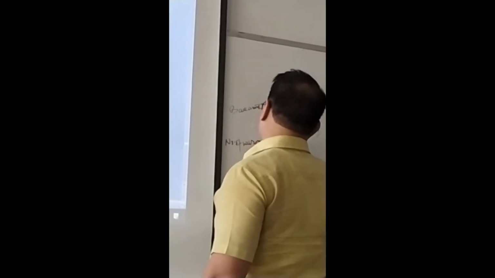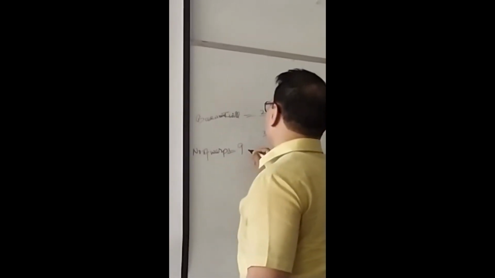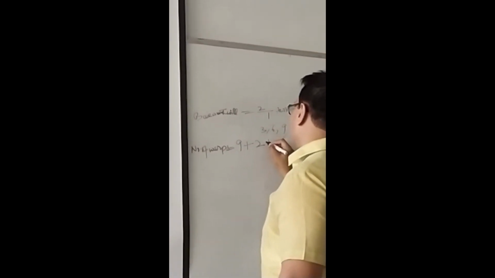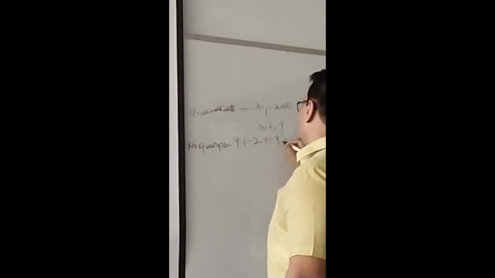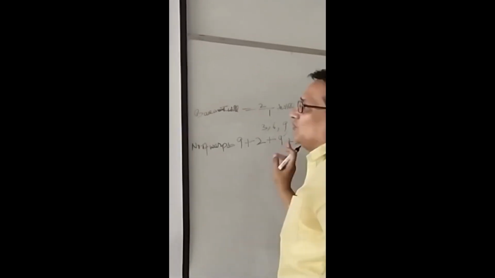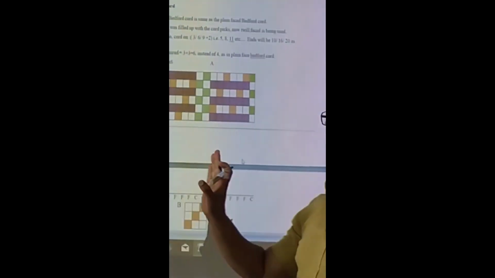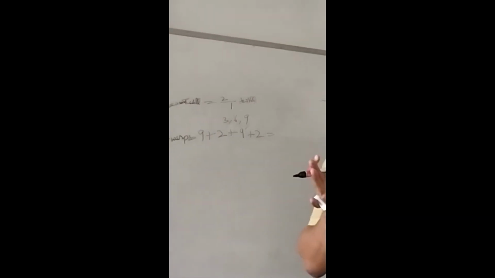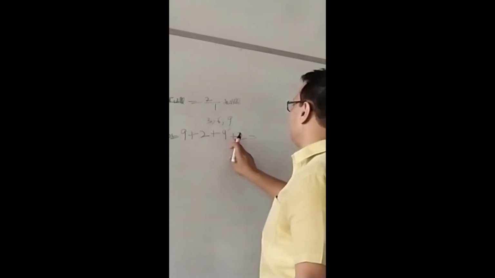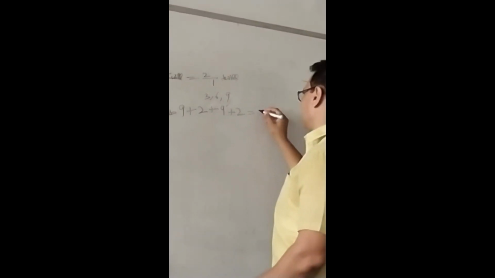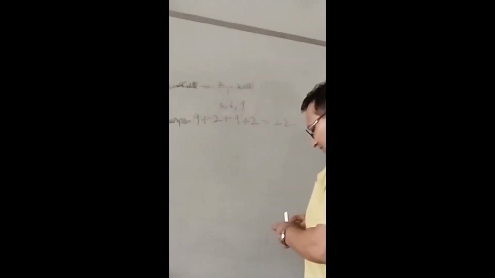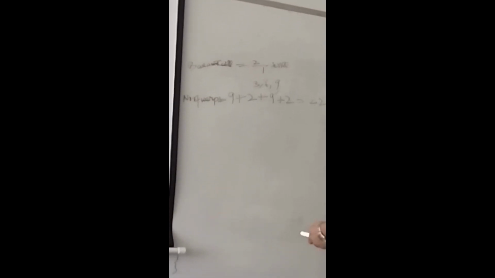I have taken a float of 9, then binding ends will be 2, then a float of 9 and binding ends will be 2. These 2 binding ends will be plain weave, 1 up, 1 down, then only it becomes binding. Binding or stitching means 1 up, 1 down, plain weave. So total is 9 plus 2, 11, 9 plus 2, 11, 22. So the number of warps is 22.